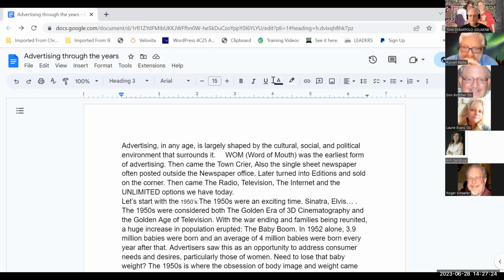Then came the single sheet newspaper. This was often printed on a hand press and either posted outside of the newspaper office itself or at the sheriff's office. And the reason they never posted them by the bars was because people would just rip them off and take them inside and read them. So it wasn't very useful.